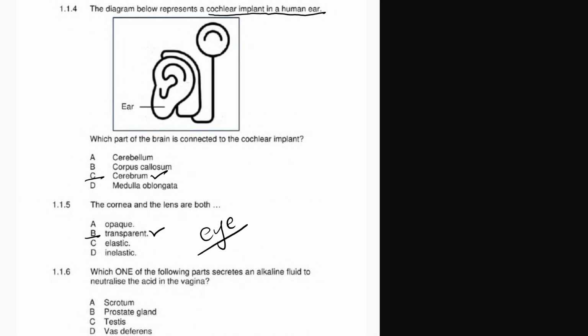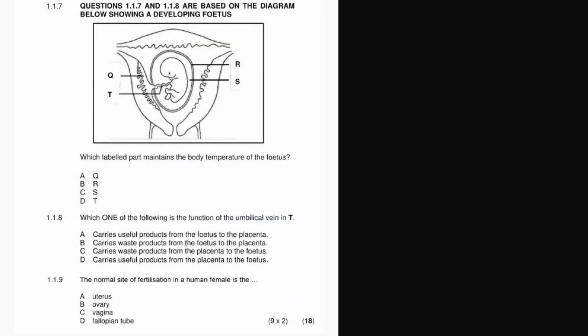1.1.6, which of the following parts secretes an alkaline fluid to neutralize the acid in the vagina? Therefore now 1.1.6, prostate gland, right? The correct option is B, prostate gland. It is the one that secretes that alkaline fluid to neutralize an acid. Therefore now let's continue. Questions 1.1.7 and 1.1.8 are based on the diagram below, showing a developing fetus.